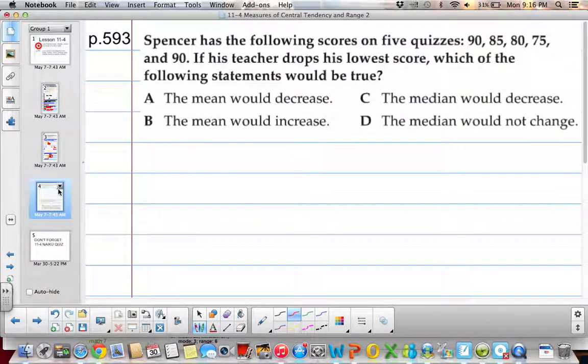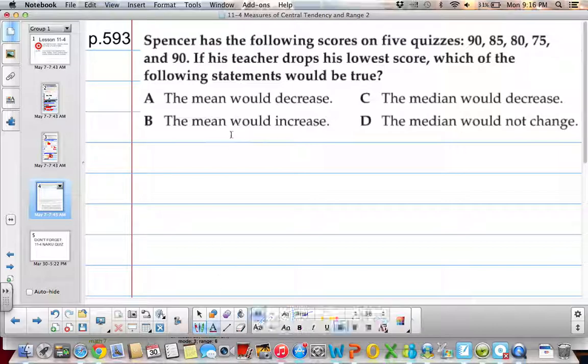Okay, Spencer has the following scores on 5 quizzes: 90, 85, 80, 75, and 90. If his teacher drops his lowest score, which of the following statements would be true? So what we need to do, because our answers are telling us that the mean would increase or decrease, or the median would decrease or not change, we really only need to find then the mean and the median.